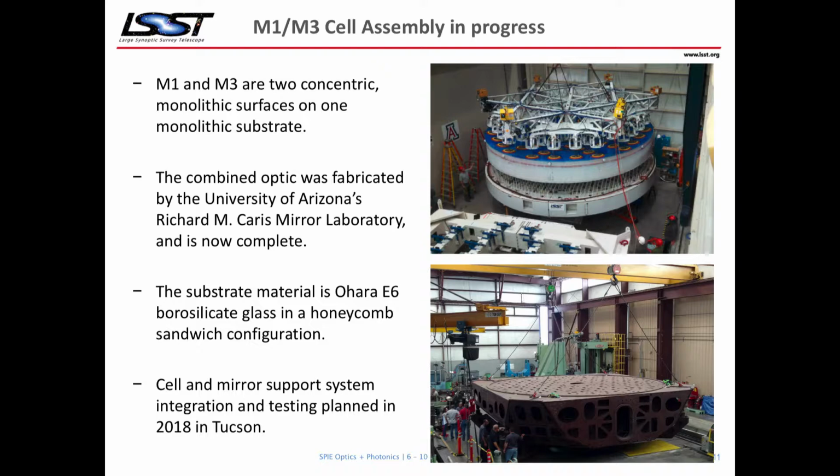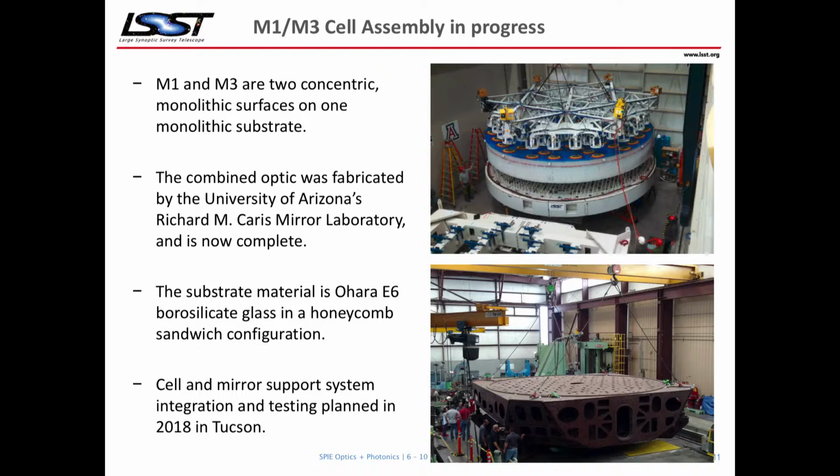So I mentioned that M1, M3 are nearly coplanar, so we chose to make them out of a single substrate. We did that using the borosilicate technology that had been under development at the Mirror Laboratory at the University of Arizona. This is the first time that that technology has ever been used to produce what is effectively a compound optic, 2 different surfaces in the same substrate. And that's tricky because this process uses a spin casting. So the oven where the glass is melted is rotating at the right angular frequency to give you the near net shape. Obviously, you can do that for one surface. You can't do it for 2 surfaces.